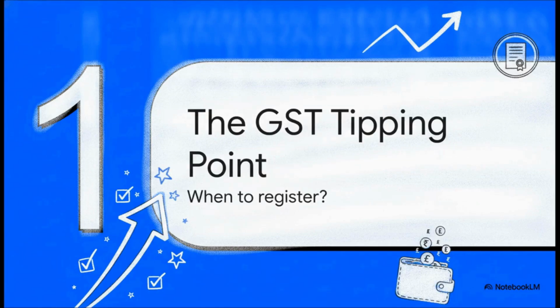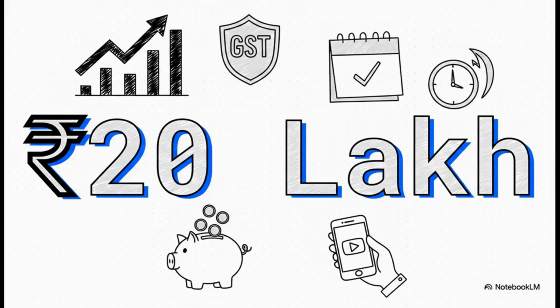Basically, when do you actually need to register? Okay, so the absolute crucial point here is this magic number, 20 lakh rupees. Under Section 22 of the CGST Act, GST registration becomes mandatory the literal second your aggregate turnover exceeds 20 lakh rupees in a single financial year. You don't have to register before this, but you absolutely must keep a very close eye on your earnings because this obligation kicks in instantly once you cross that line.